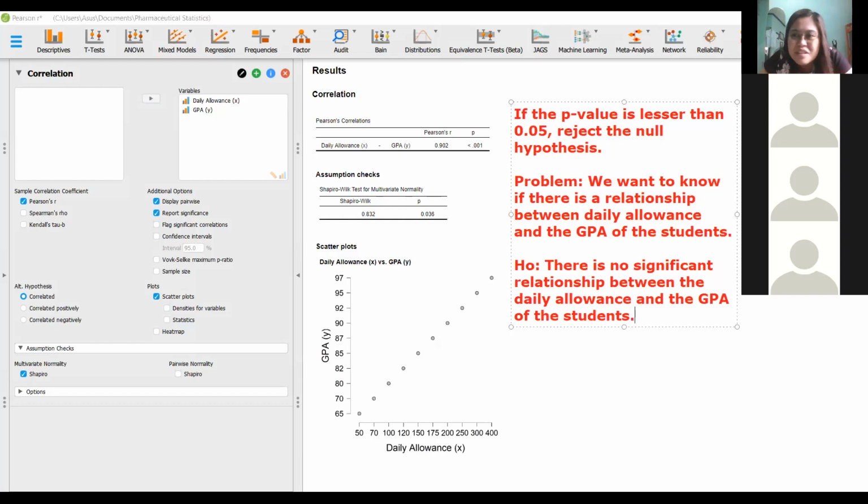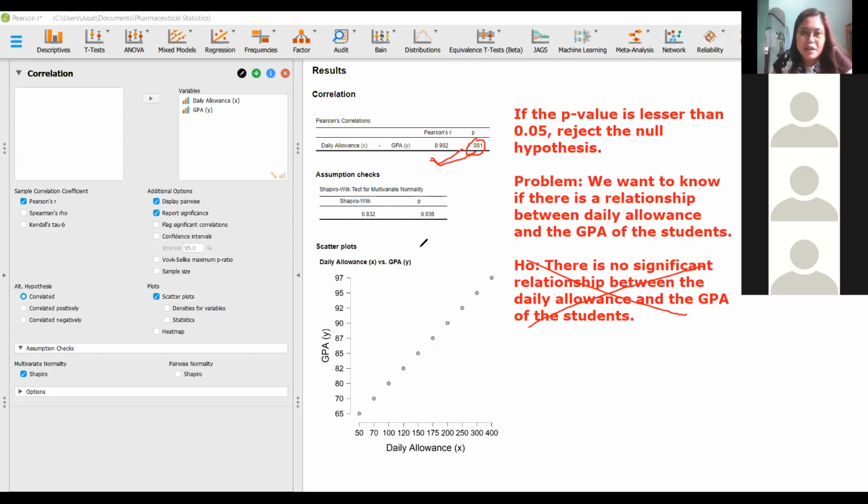Unya, kay ang atong p-value is less than 0.001, that's lesser than 0.05, therefore we are rejecting this hypothesis. So, i-reject nato ni siya, class. Meaning, di tinuod nga walay relationship. Meaning, naa gyud relationship. Tama man. Iba ang pag-interpret kagaina sa Pearson's R, naa'y direct relationship, and it's a strong one, and it's a positive relationship. So, sa conclusion, you have to reject the null hypothesis, there is a significant relationship between the daily allowance and the GPA of the students. So the relationship is a strong, positive, linear relationship.